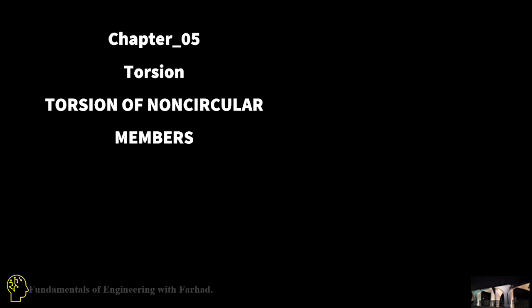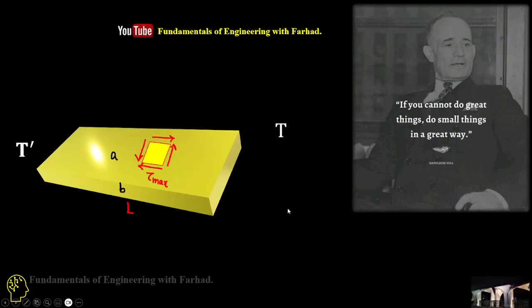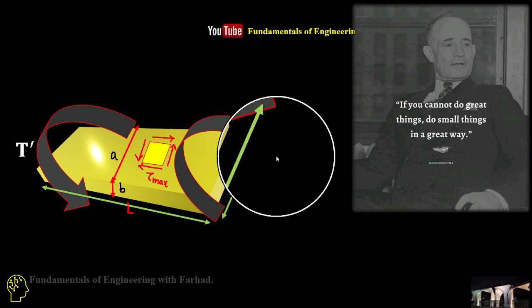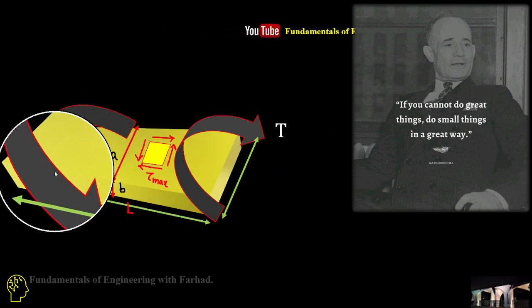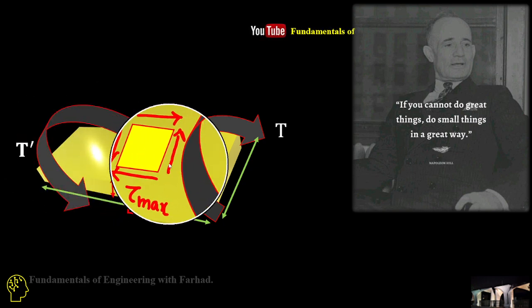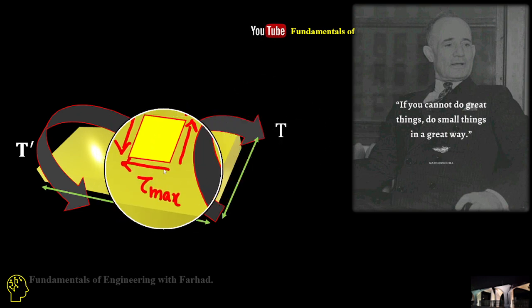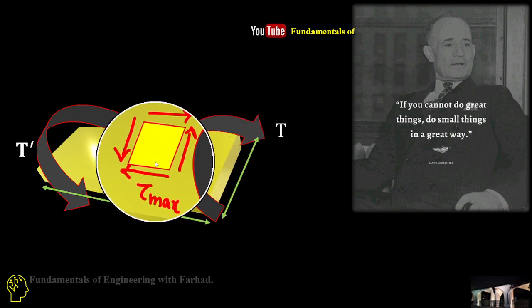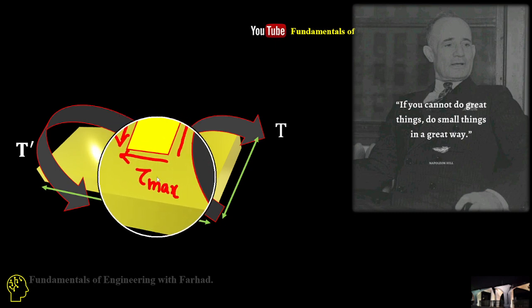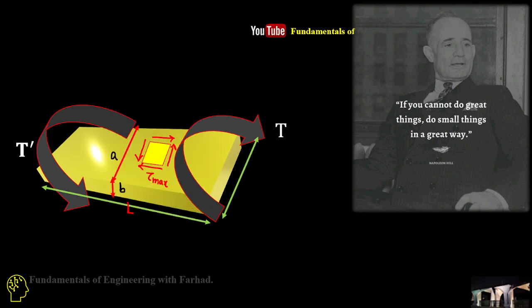Mechanics of Materials, Chapter 5, Torsion, Torsion of Non-Circular Members. So we want to see, if we have a rectangular plate handling a torsional torque at both ends, like T and T prime, we want to calculate the shear induced due to this torsional torque. If we extract a piece of element from that plate, what is tau maximum in this piece of element?